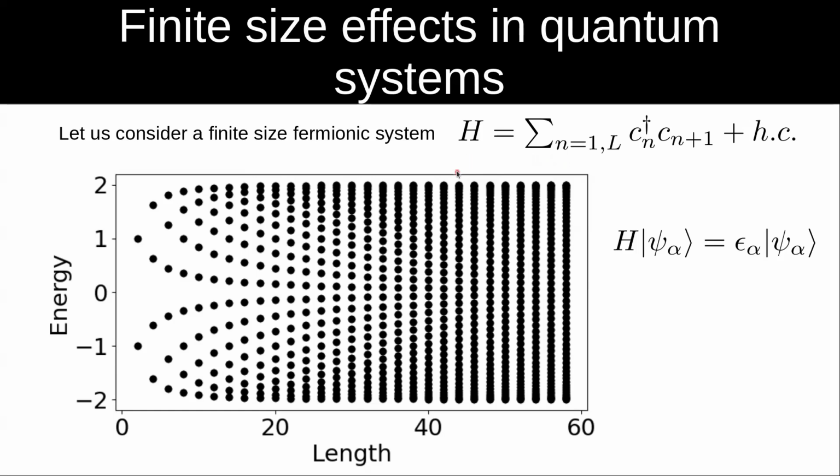And that is the reason why, as you make the system bigger and bigger, you have more and more eigenvalues, and in particular, the number of eigenvalues increases linearly with the system size.